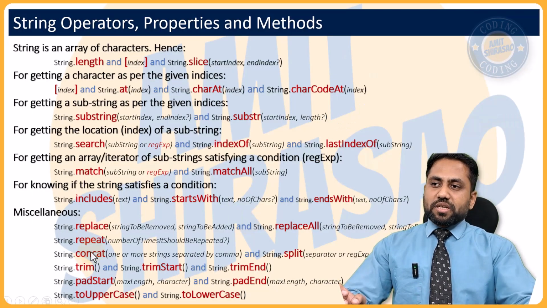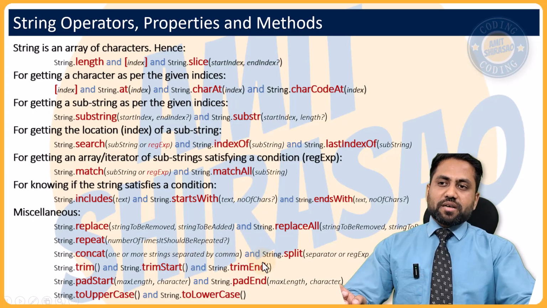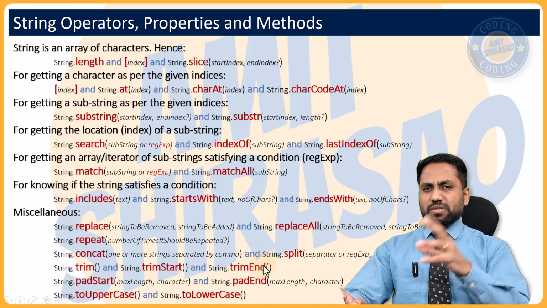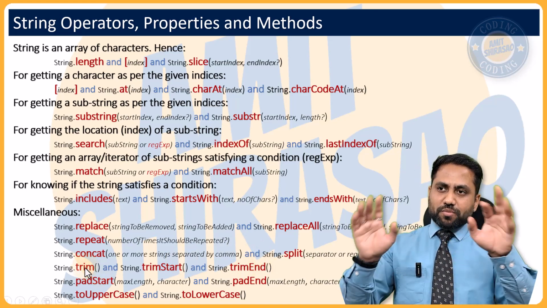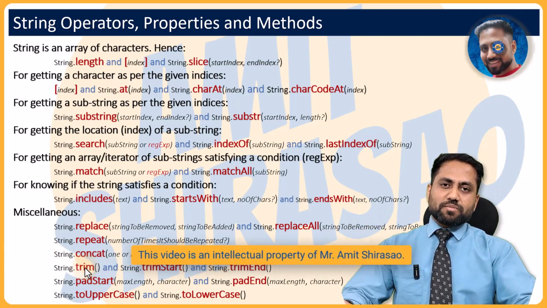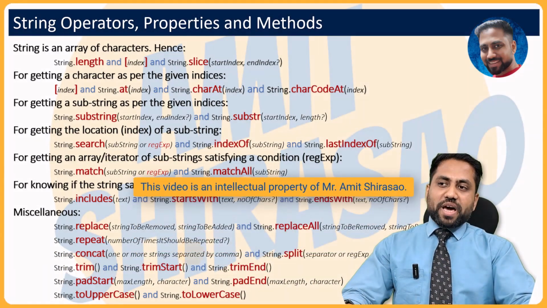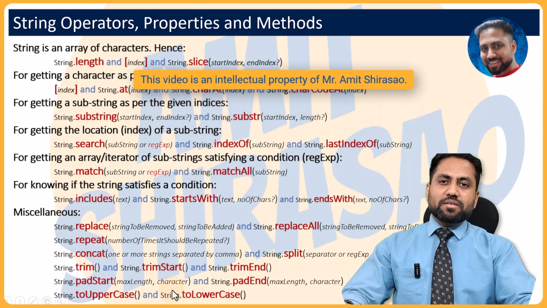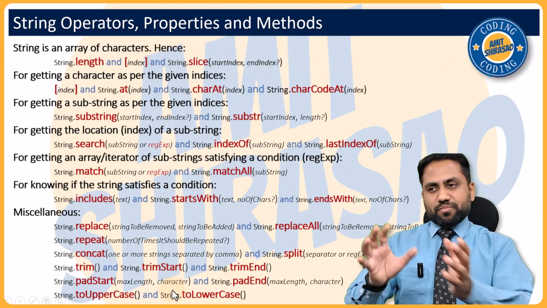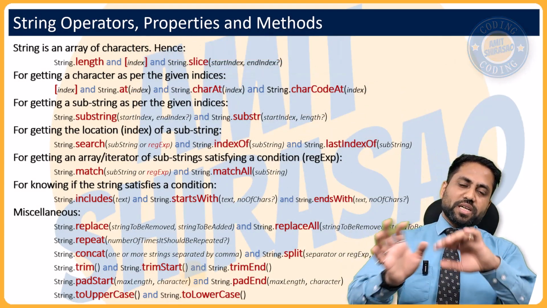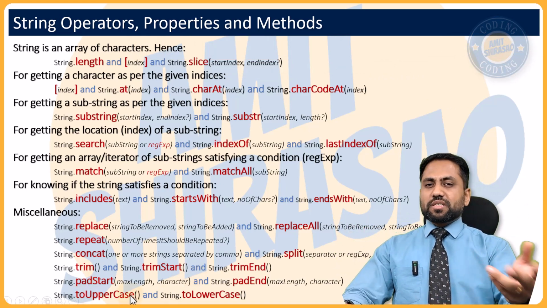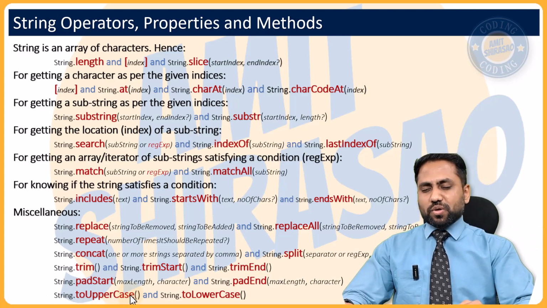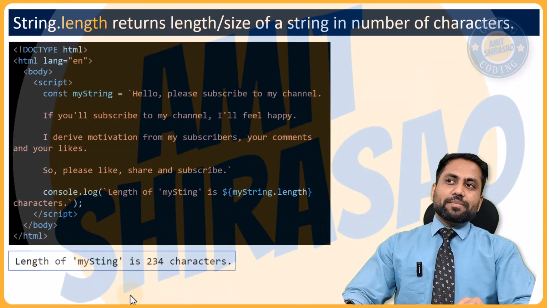Then you will see trim start, trim end. It trims the string from the start or end, and trim will trim it from both sides. So white spaces will get removed. Padding will add spaces. Pad start means add space before, pad end means add space at the end, and then to uppercase will convert into uppercase, to lowercase will convert into lowercase. So let us see them in detail.